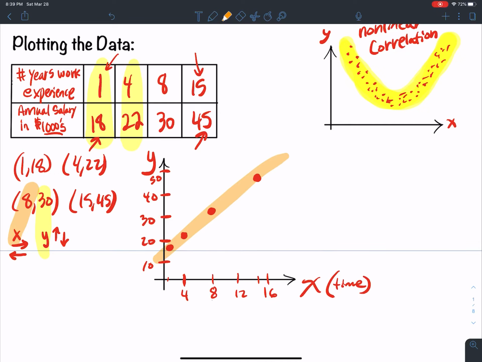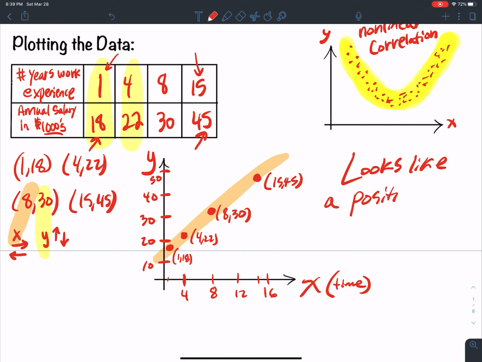What type of relationship do we have going on here? This is a 1, 18. This is a 4, 22. This is an 8, 30. And this is a 15, 45. It looks like a positive relationship: when your years of experience gets bigger, your salary looks like it's getting bigger, which is a good thing, right? Looks like a positive linear correlation.